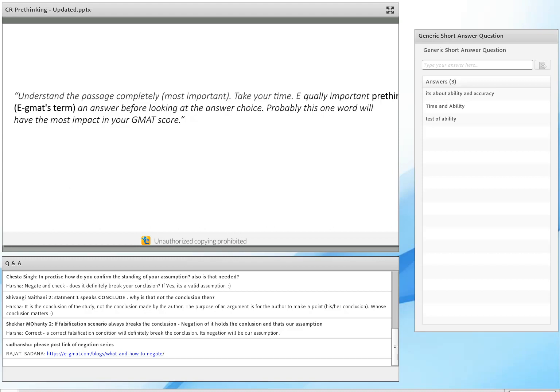Here is a statement from a guy who scored 740. He says, understand the passage completely. Take your time. Equally important, pre-think an answer before looking at an answer choice. Probably this one word will have most impact on your GMAT score.